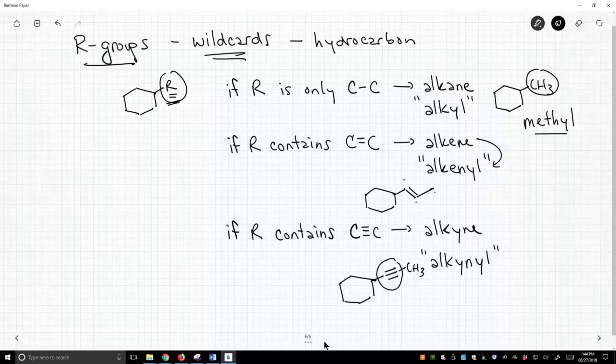So R groups are wildcards of molecules. You're specifying that there's something there. It's almost always a hydrocarbon type group. Are there exceptions? Of course, there are always exceptions, but typically it's a hydrocarbon group.